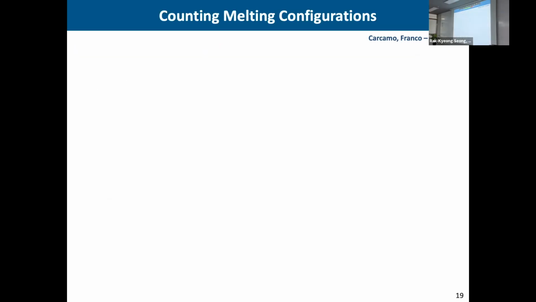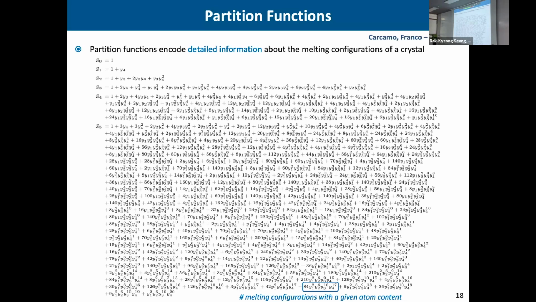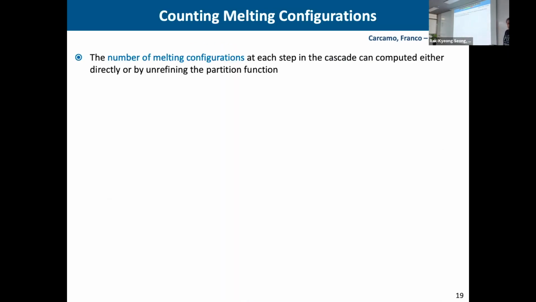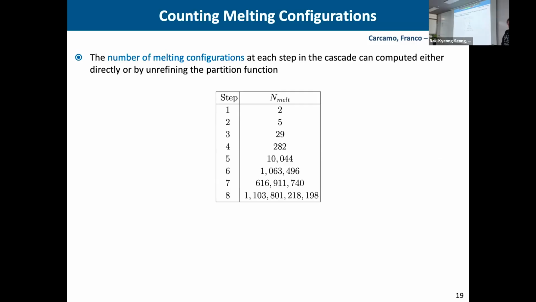You can do another thing, which is you can just count the melting configurations. You can do that just by setting all the y's to 1, or you can determine that independently, without the computation of these defined partition functions, and an intermediate set. You can calculate them directly, and this gives you these numbers.